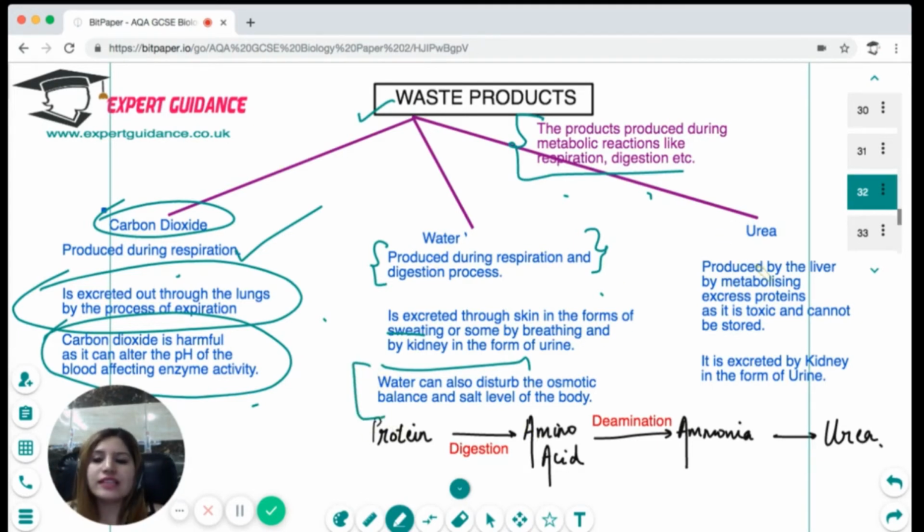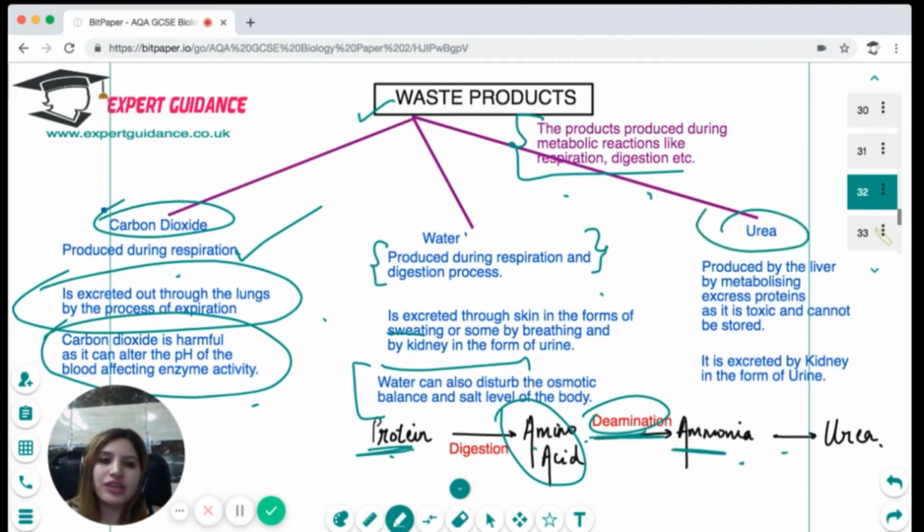Now, when there are excess carbohydrates or excess fats due to digestion, they can be easily stored in the body. But protein is very harmful. Excess protein cannot be stored in the body. So the protein is digested into amino acids, and the liver deaminates. That is, by the process of deamination, it converts amino acids into ammonia, and ammonia is converted into urea. So urea is another waste product produced in the body by the metabolism of protein, and this urea is excreted by the kidneys in the form of urine.